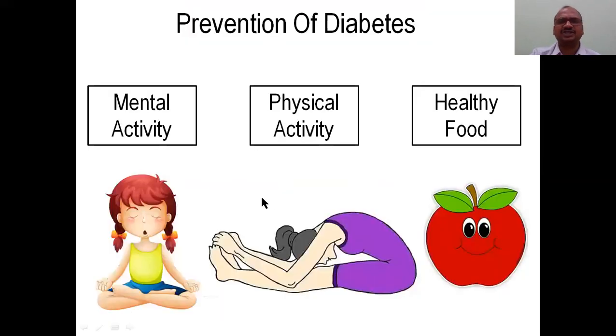And prevention of diabetes, mainly three are there. It is a combination of three. Then only prevention of diabetes is completely possible. Otherwise, if you follow only one or two, it's a waste. You will not get a complete result. Mental activity, stress, very important. Physical activity, Paschimottanasana, excellent for diabetes.